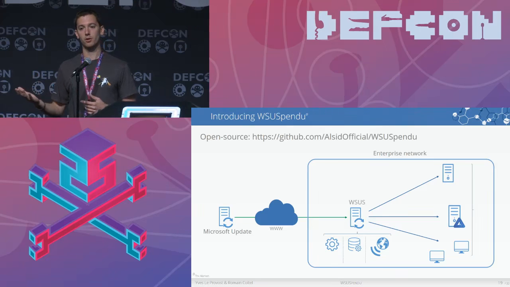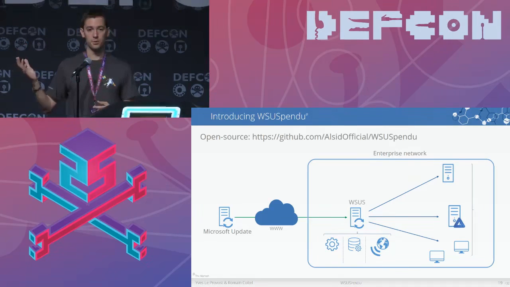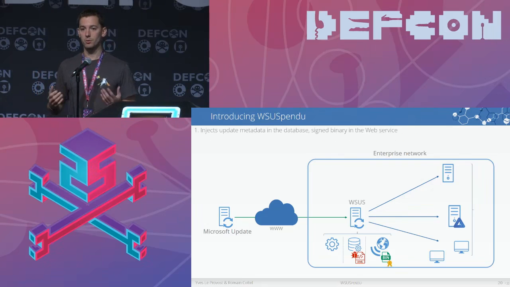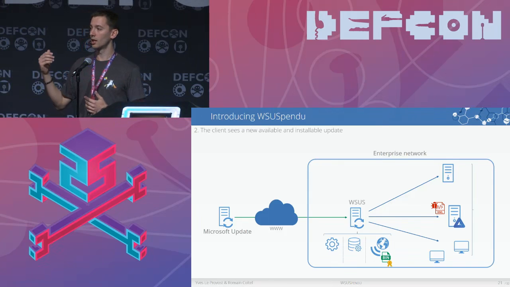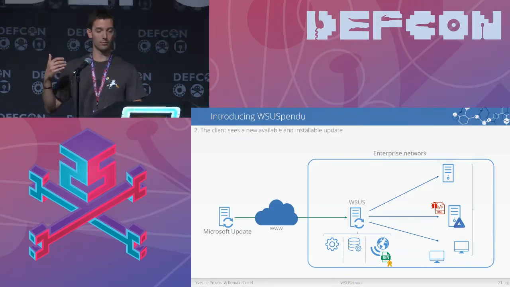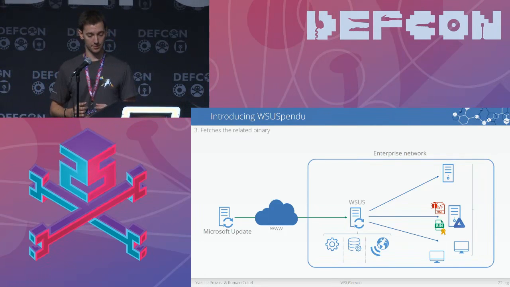So we developed our own tool, which is called WSUSpendu and is freely available on GitHub. The idea of the tool is not to have network limitations: if you have compromised a WSUS server, you can inject metadata into the database and use the signed binary, we'll talk about that later, inside this WSUS server. And when the client sees this new update, it will download the binary related to this update.